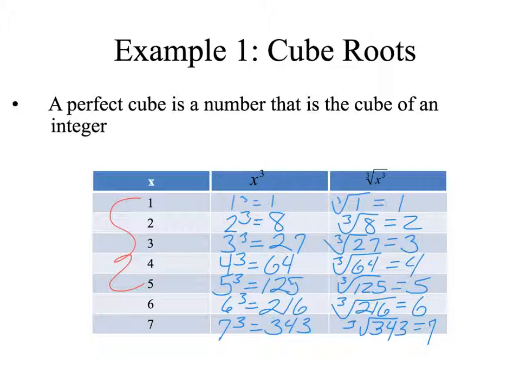You are only expected to know 1 through 5. You need to know your perfect cubes, 1, 8, 27, 64, and 125. If I ask you what is the cube root of 125, you need to be able to tell me 5 without your calculator. If I ask you what is the cube root of 27, I expect you to be able to tell me that it's 3 without the use of your calculator. I'm only asking for 5.